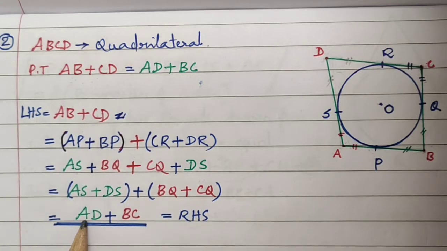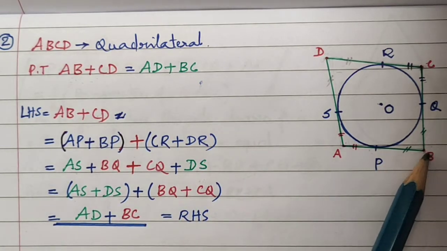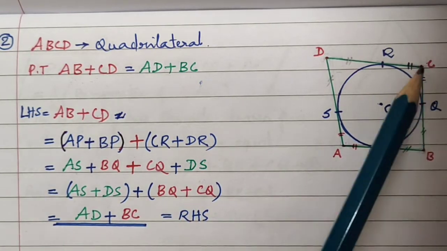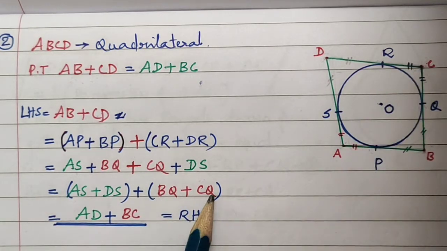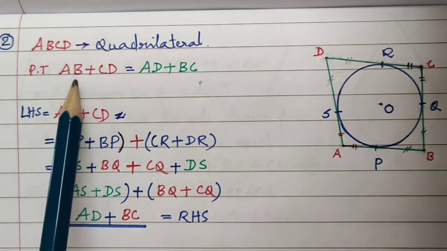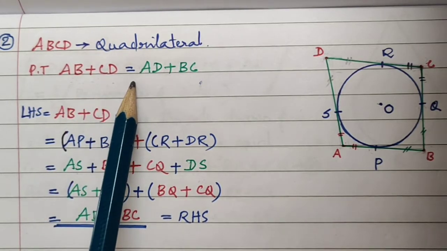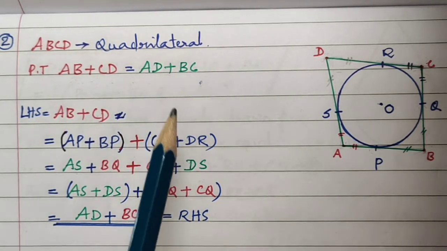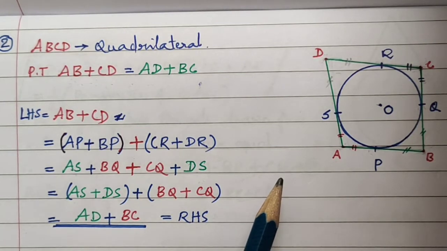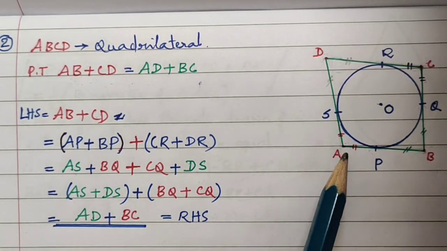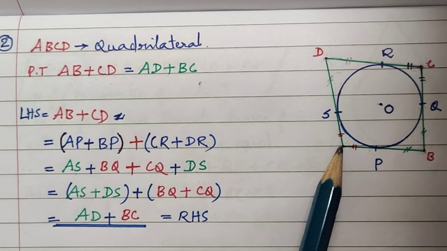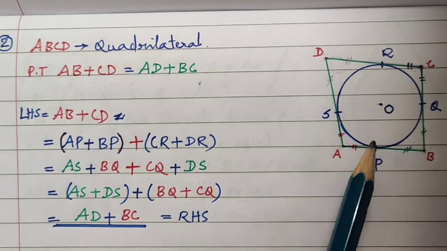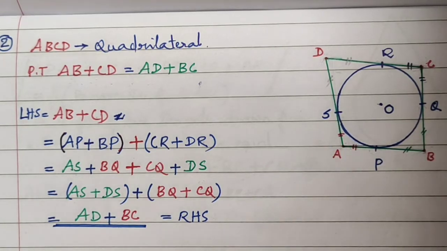AS plus DS is AD. Then BQ plus CQ is BC. That is equal to RHS. Hence we have proved AB plus CD is equal to AD plus BC. We have used the tangent property: the two tangents drawn from the same point to the circle have equal lengths.